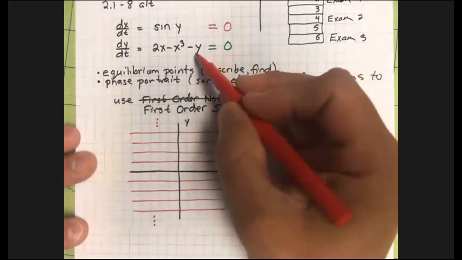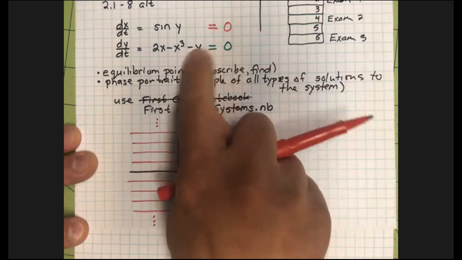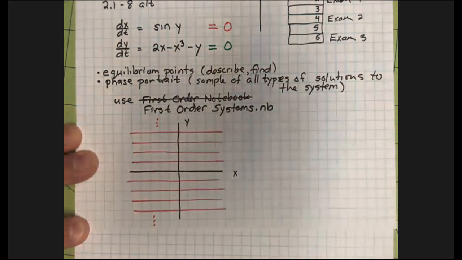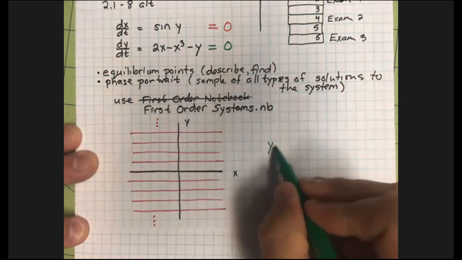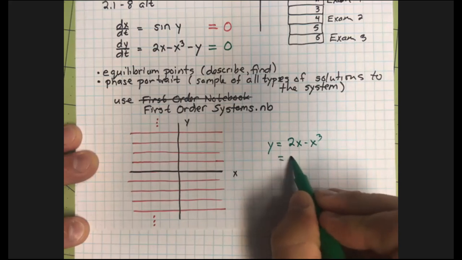What about this object? When is this object equal to 0? Well, you bring the y to the other side and you've got a cubic equation. And we're trying to do that consistently in green. So I'll do 2x minus x cubed, or factor out the x.